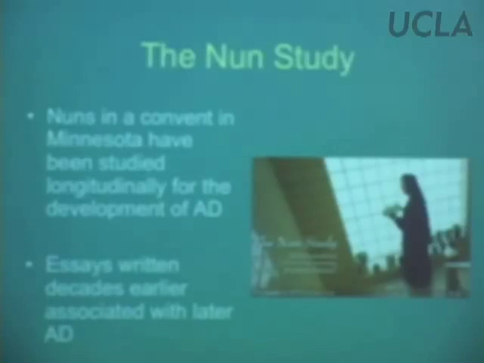You could take these essays, and some rater who was an English professor could rate these essays in terms of their complexity of thought, and some essays were much better than others, which had much more simple sentence structure and simple thought. So when you rated these essays, it was found that those essays written decades earlier correlated with later AD. Those women who wrote the really great essays had less chance of getting Alzheimer's disease than those women who wrote not such good essays. And why is this important?